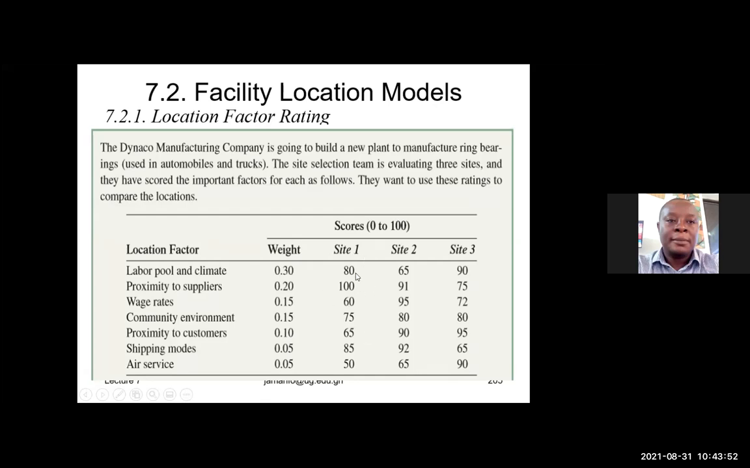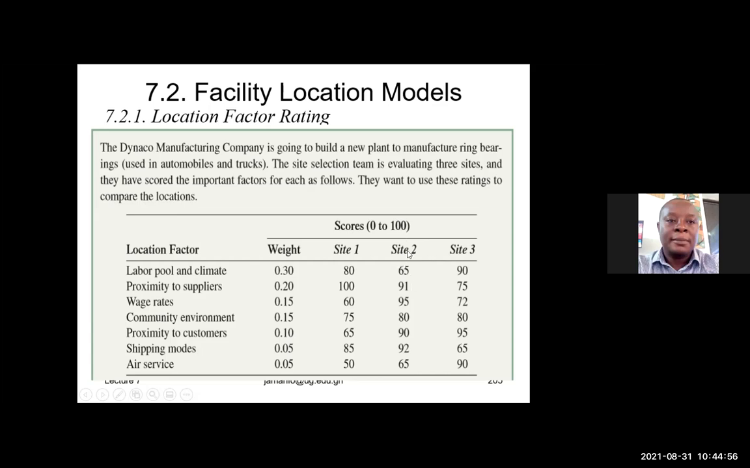Now, the score. You have three sites, and you are comparing them on the basis of labor pool and climate. Coming back to our example, Ghana Commercial Bank looks at Adenta and says, the labor pool there, we can't give them 100, but we can give them 80. Remember, this scoring is done subjectively, on the basis of how the sites you are comparing compare with each other. So let's give Adenta 80.